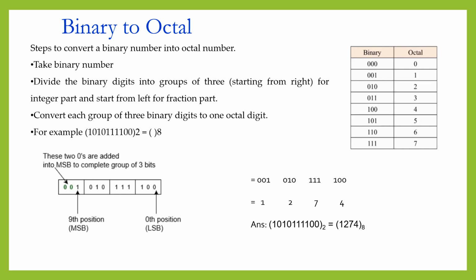1010111100 to an octal number. The integer part of the number is divided into groups of 3 digits. In this case, the number of bits in the binary number is not a multiple of 3, so 2 zeros are added at the most significant position of the binary number. Now write the octal number for each 3-bit group from the table. Octal value of 001 is 1. Octal value of 010 is 2. Octal value of 111 is 7. And 100 is equal to 4, and the recorded octal equivalent is 1274.